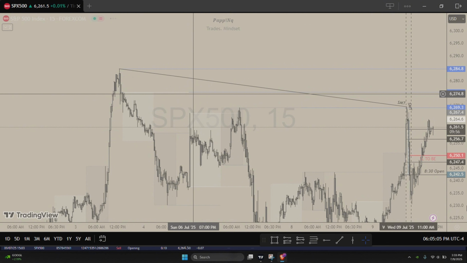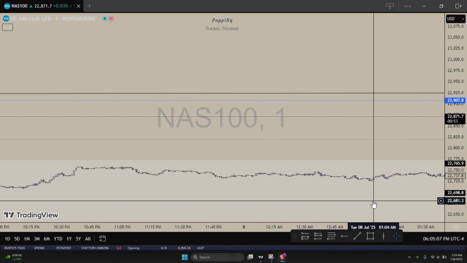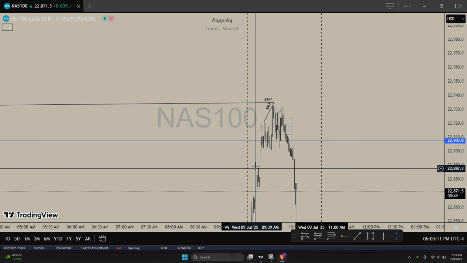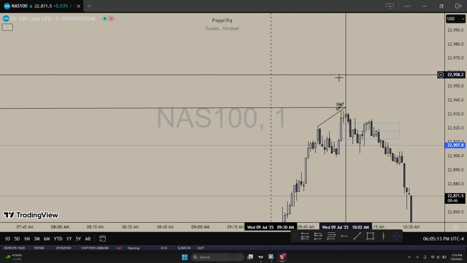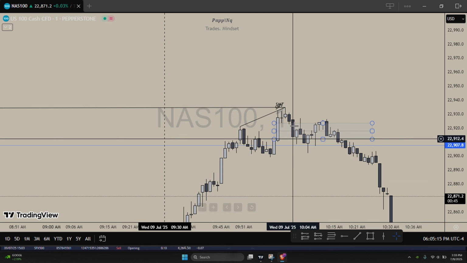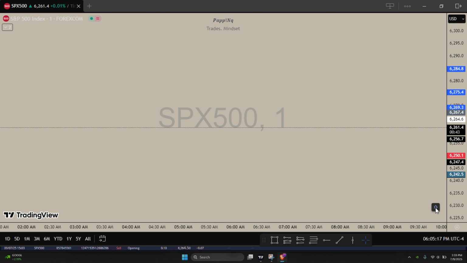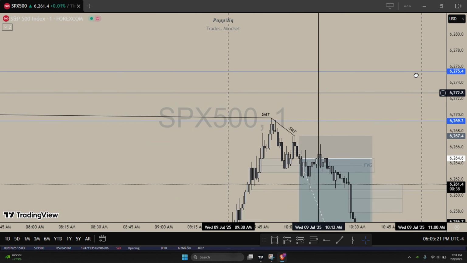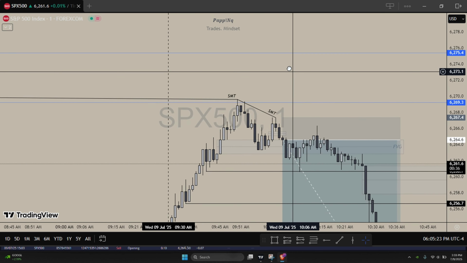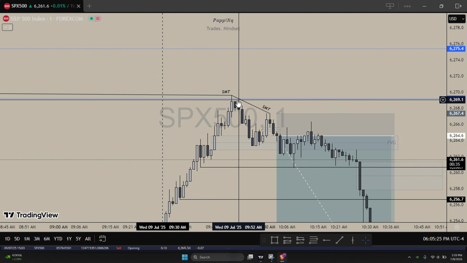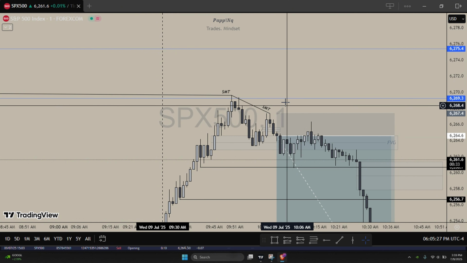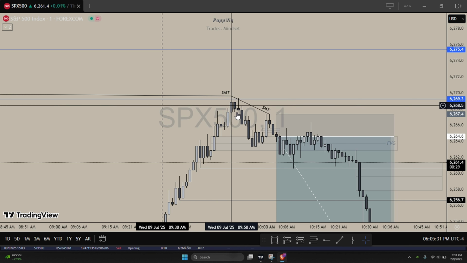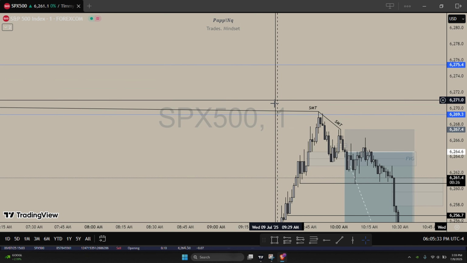Now I'm going to the 1 minute time frame to see what's actually happening on the lower time frames, right? What we see here is the Nasdaq making a higher high, while the S&P 500 is creating a higher low. So this is creating another bearish SMT to the downside. So I have two SMTs telling me that we are going to push to the downside.